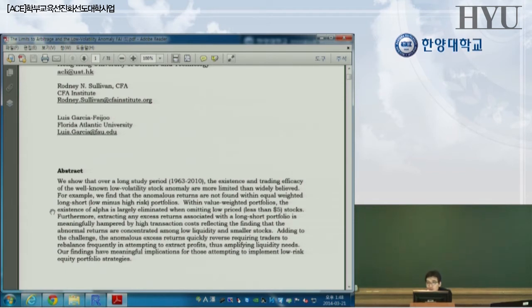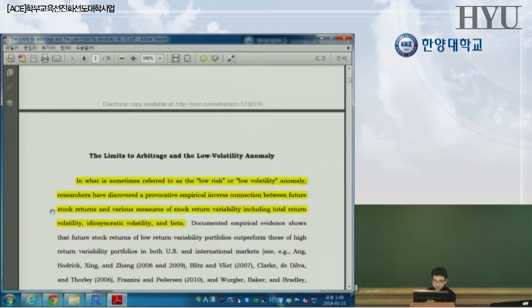This paper argued that there is something wrong about that 저변동성 주식 선호 현상. Something wrong about the low volatility stock anomaly and people's attempt to make money out of that. Let's go more specifically.